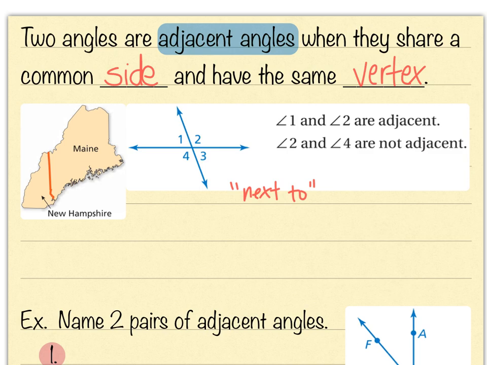So in this example, you can see angle 1 and 2 are adjacent. Even 1 and 4 are adjacent because they share a common side and a common vertex. But I wouldn't say that 2 and 4 are adjacent. I would also not say that 1 and 3 are adjacent. They may share a common vertex, but angle 1 and angle 3 don't share any common sides. That makes them not adjacent. So they share that vertex but not any side. So adjacent means they have to share a side as well.